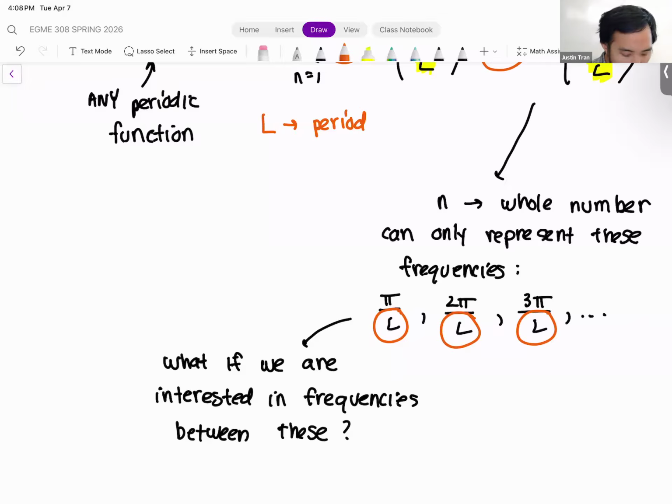So the Fourier transform aims to rectify both of these issues. On the one hand, it will allow us to look at a broader range of frequencies, not just discrete frequencies, but a continuous spectrum of frequencies. But it will also let us apply this Fourier methodology to non-periodic functions.